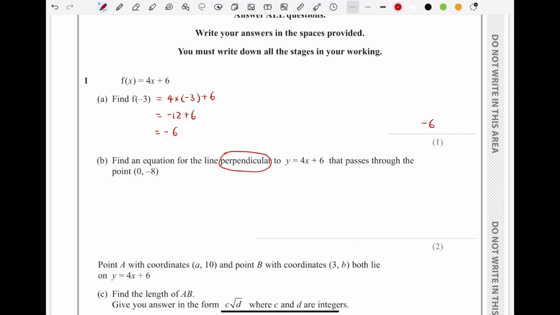So what we have here is the equation y equals 4x plus 6. If it's perpendicular, that means the gradient should be the negative reciprocal, which is negative 1 over 4. So the equation is in the form y equals negative a quarter x plus c. Now this point here is already the y-intercept, so we know c is going to be negative 8.